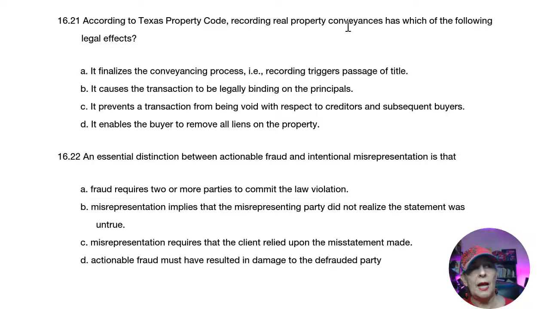So what's the value of recording real property conveyance? It has what legal effect? Here is 1621, C. It prevents a transaction from being void with respect to creditors and subsequent buyers, because sometimes fraudulent individuals try to sell the same property over and over. And if it is not recorded so that it is constructive notice, it's public to everyone, it could happen.